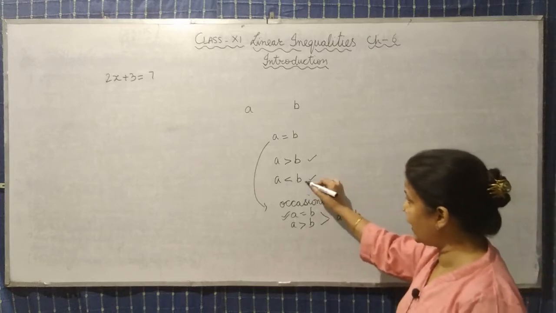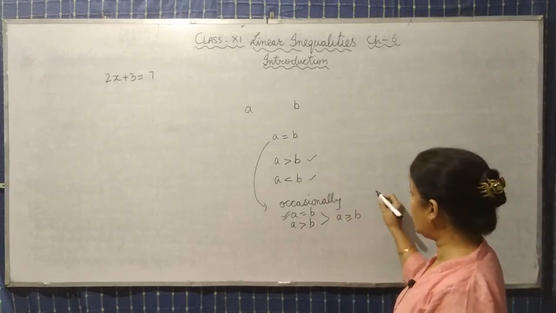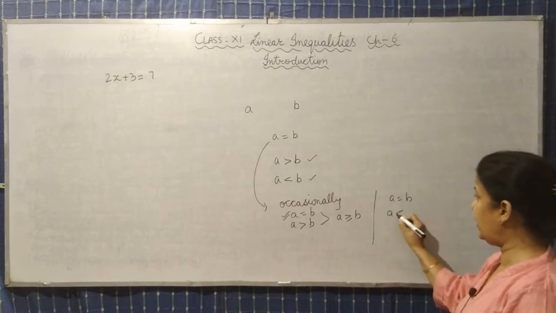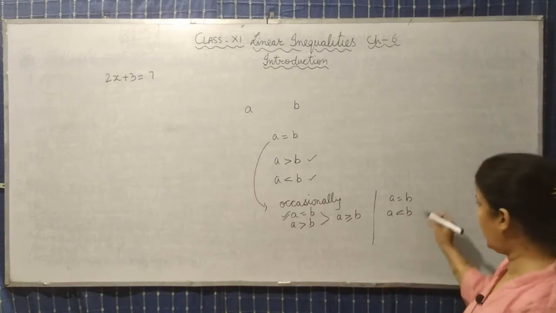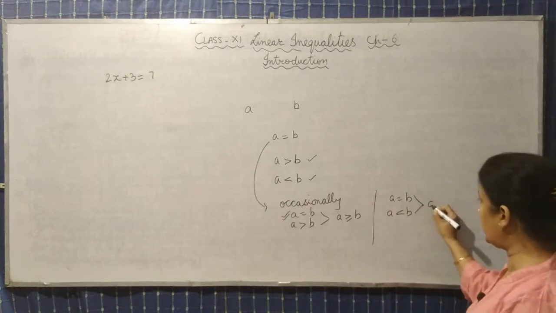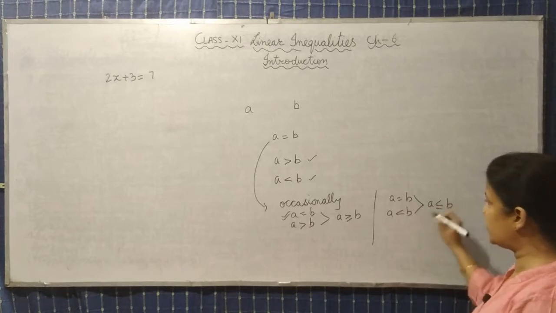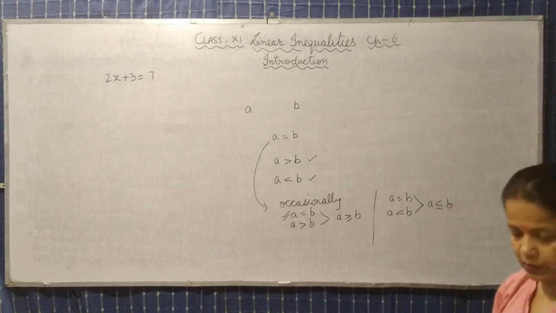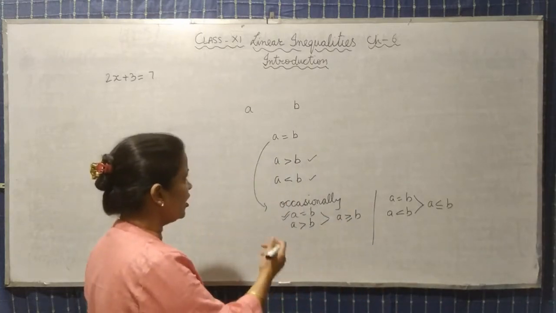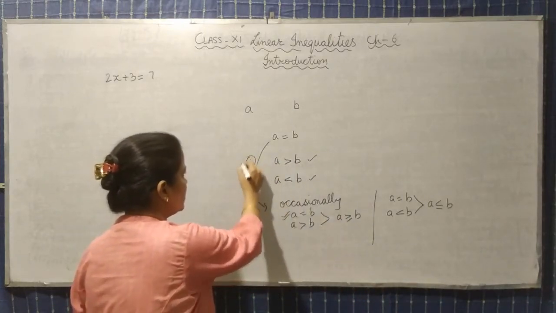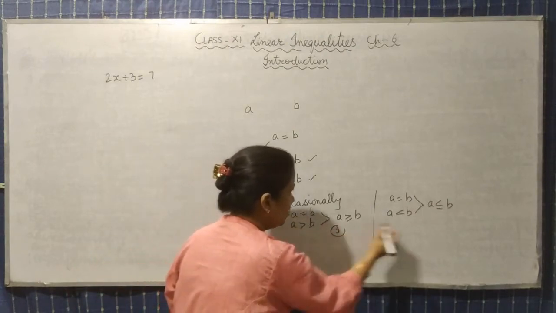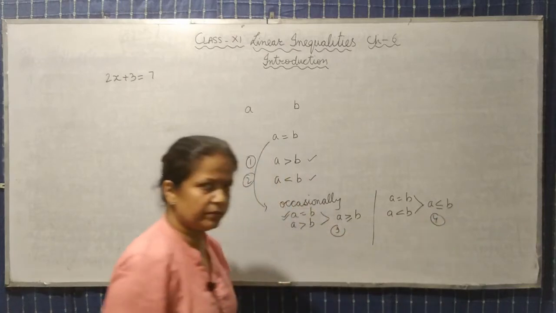Same way if we take this one. So occasionally if A equals B and A is less than B, and if we combine these two together, what result will we get? A less than or equal to B. Is it clear? तो हमारे पास what are the conditions here? This is the first condition, this is second, this one is third and this one is fourth condition.